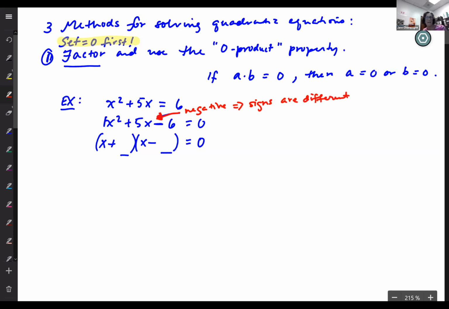Right, for their product to be negative, because if the signs are the same, the product would be positive. Okay, so that gives you a plus and a minus. So now what you're looking for is two numbers whose difference is 5. So it's not 2 and 3, is it? It's 6 and 1. And the 6 is going to have to be positive and the 1 is going to have to be negative, so that the inside and outside combine to give you this middle term right here.